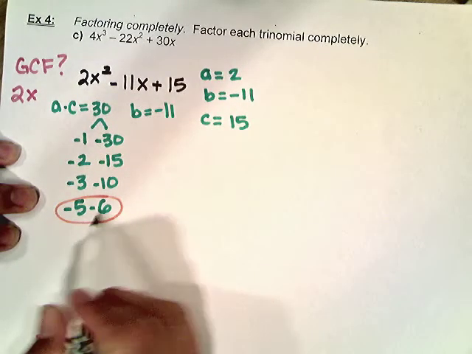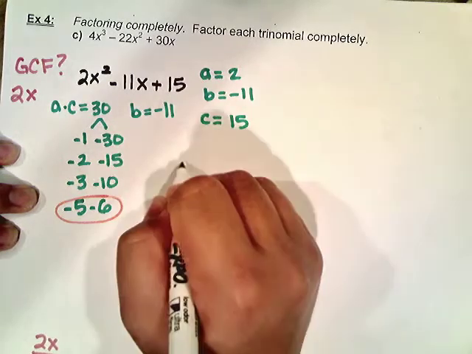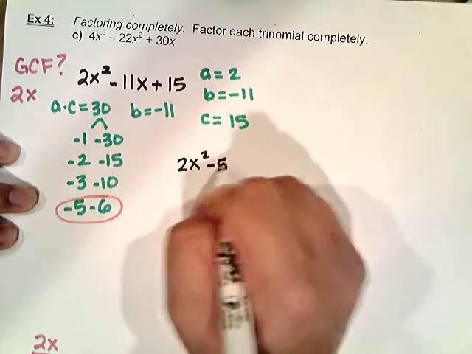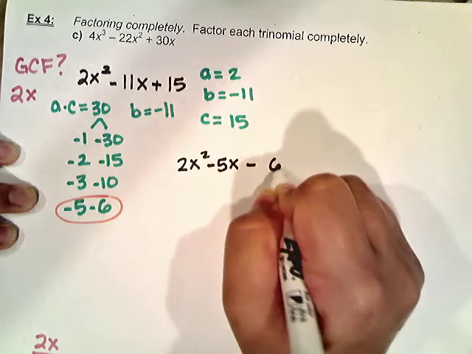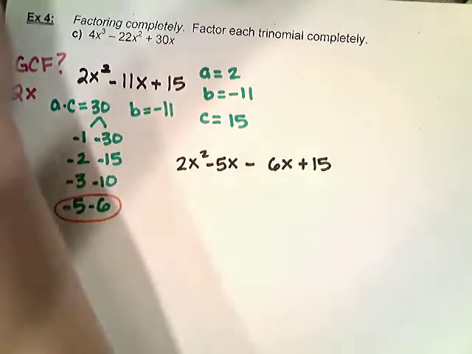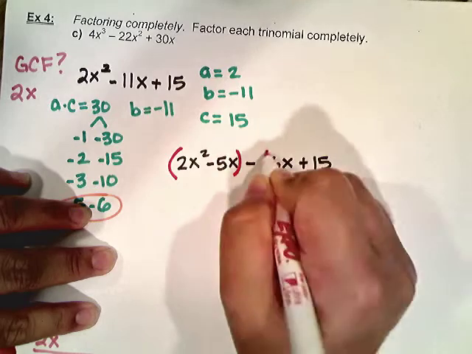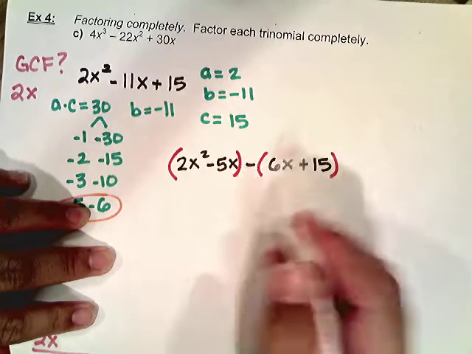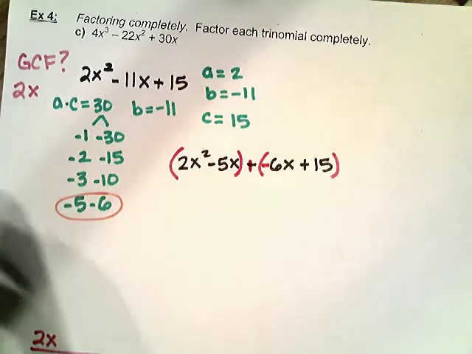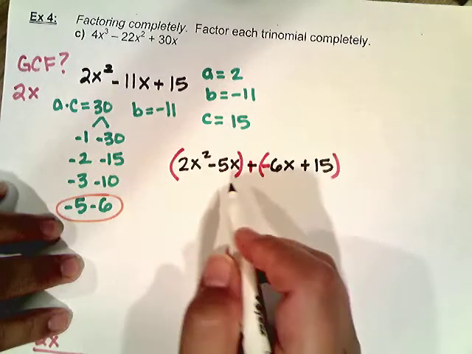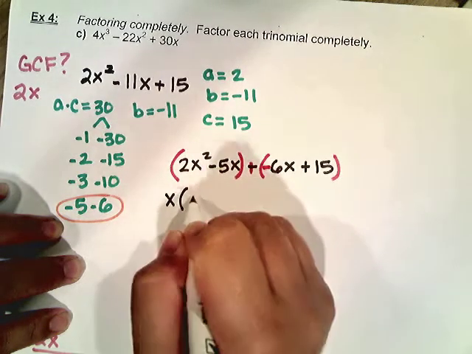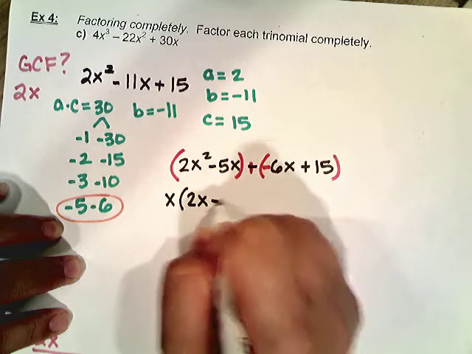So again, we use the negative 5 and negative 6 to expand our negative 11x. So we have 2x squared minus 5x minus 6x plus 15. I have 4 terms, so I need to factor by grouping. We have that minus in the middle, so we need to push the negative to the 6 and make that into a plus in the center. We can factor out, not very much. We can factor out an x from there, and we're left with 2x minus 5.